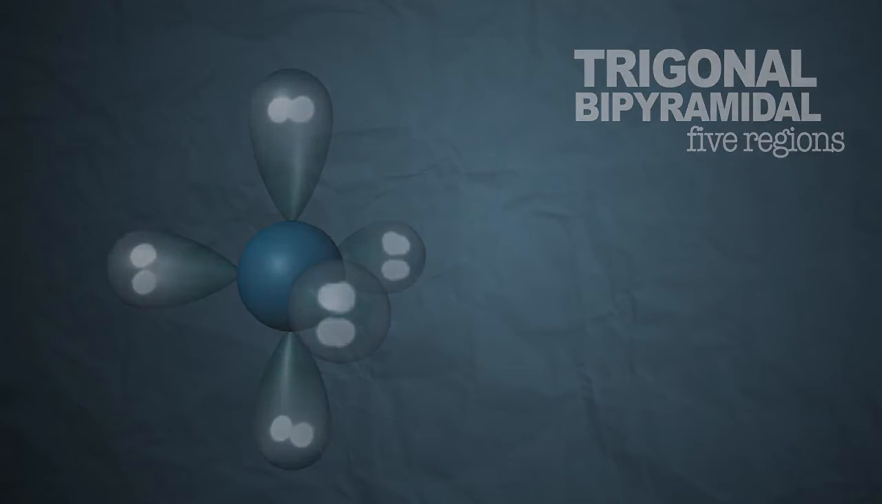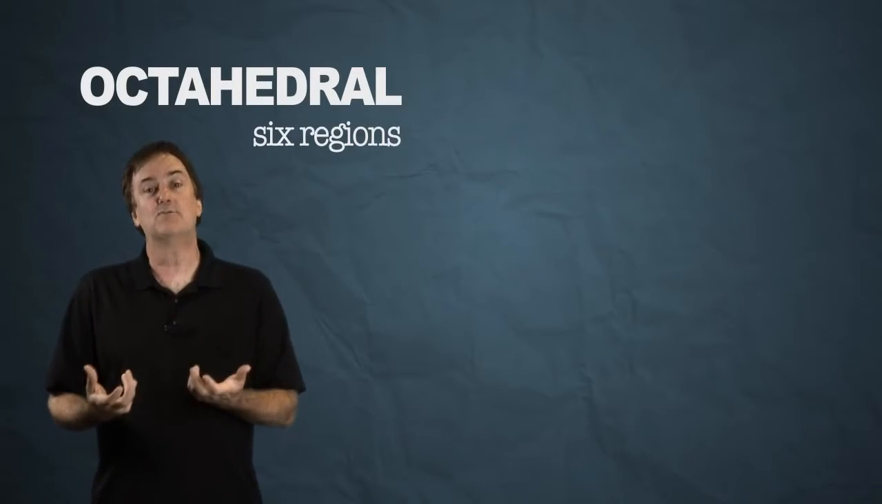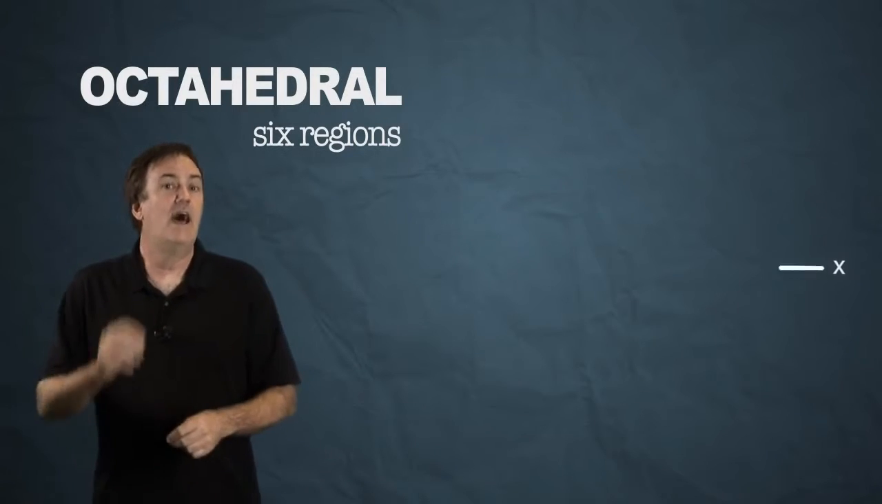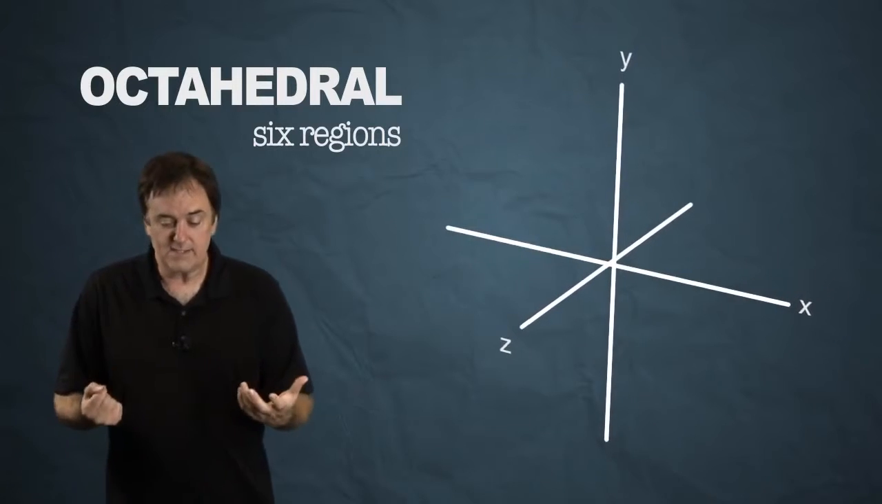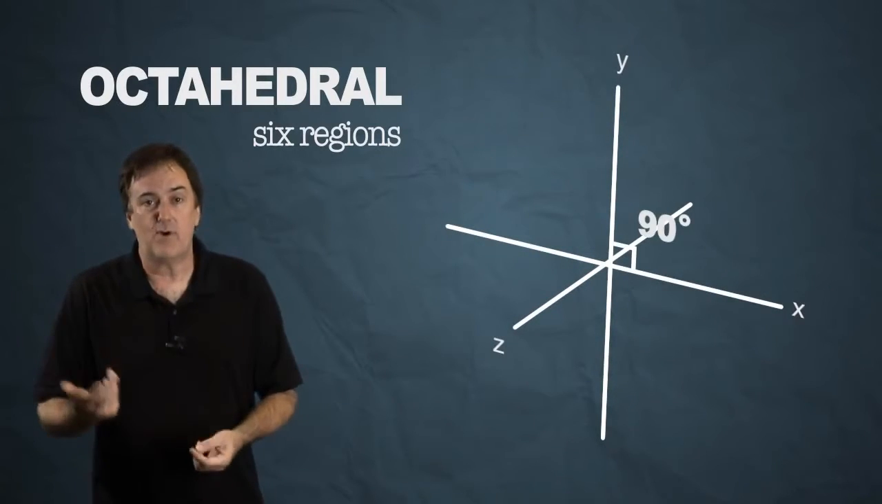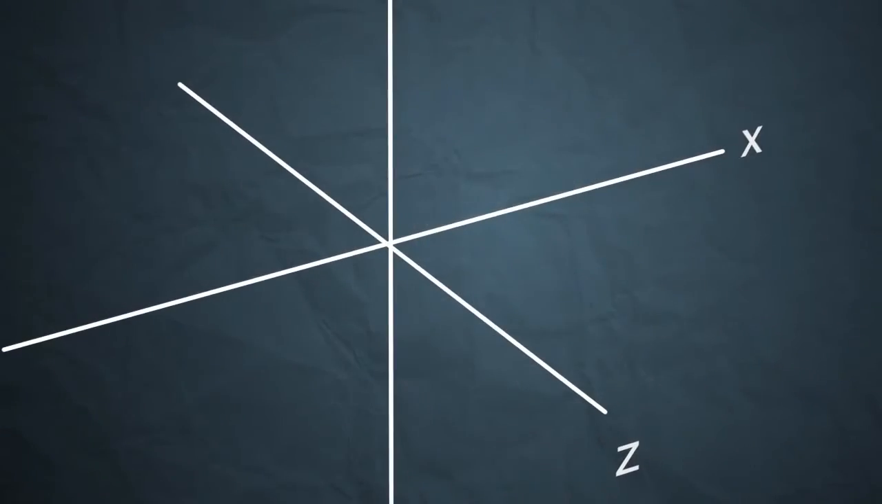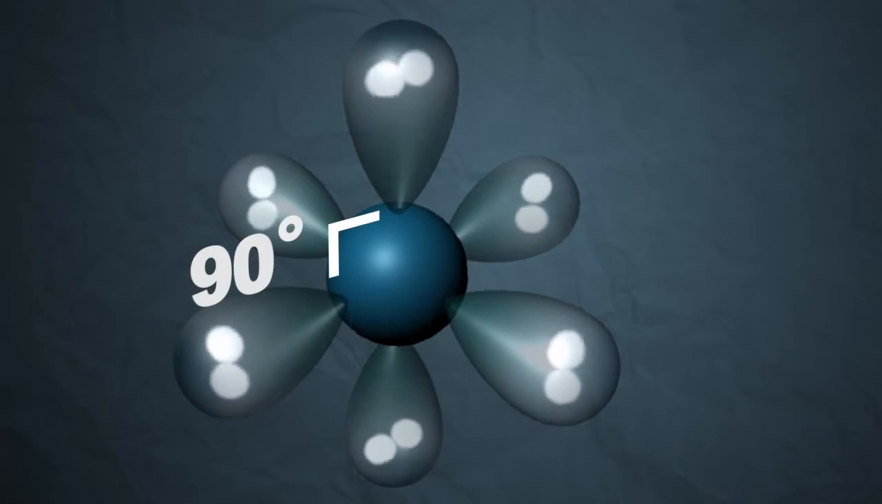That's trigonal bipyramid. The last one is 6 regions, and when you get up to 6 regions, you get something that should look somewhat familiar if you've ever studied XYZ coordinate planes and coordinate points. Everything's 90 degrees apart or 180. It's like the X, Y, and the Z axis of three-dimensional space. You put 1 atom in each space, you get 6 total. Bond angles are either 90 or they're 180.